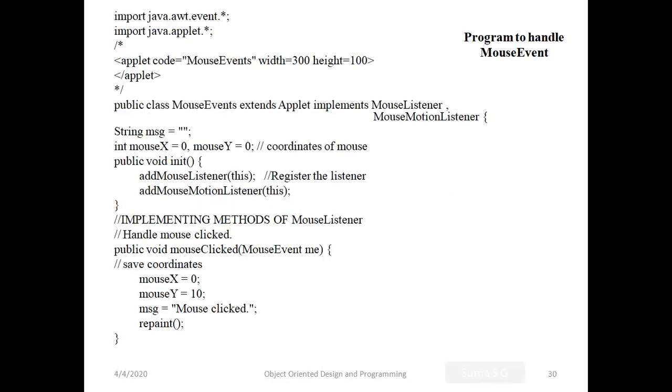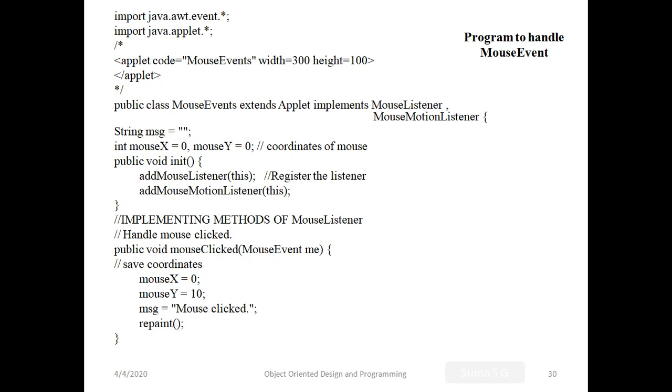So this is how you write the program to handle the mouse event. You have to give the implementation for both the listeners. You have to implement 2 listeners in your program, and give the implementation for both the listeners.